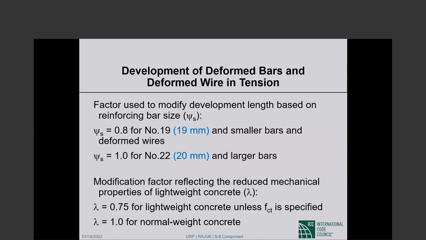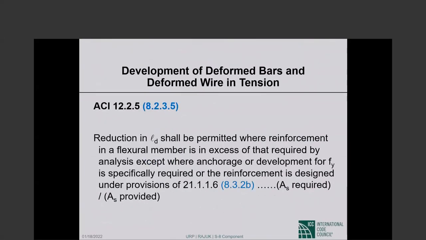The modification factor reflecting the lightweight concrete factor, lambda, is 0.75 for lightweight concrete, unless f sub ct specifies the split tensile strength, then you can calculate it and it can be different from 0.75. Normal weight concrete is 1.0. So for lightweight concrete, typically 0.75 is the lambda factor.